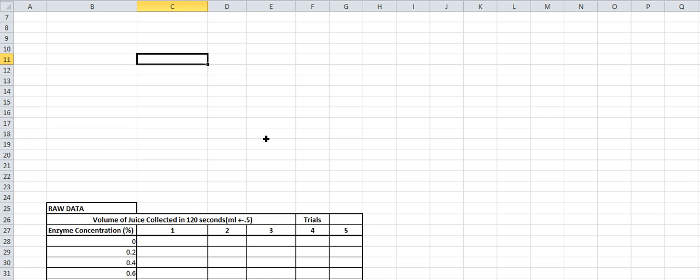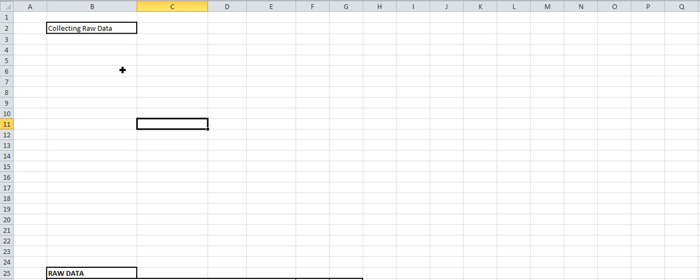Hi guys, so today we're going to be doing a couple of practices on how to collect raw data from investigations. So when you're doing this, it's really important, of course, before you actually start your investigation, that you have a good idea of what kind of data you're going to be collecting and what it's going to look like when it's down on a table.